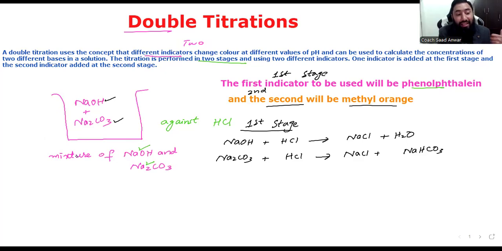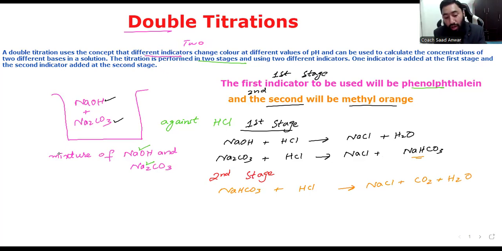Then we will move to the second stage, where the indicator is methyl orange. In the second stage, this sodium hydrogen carbonate will react with HCl and you will get NaCl plus carbon dioxide and water. So these are the two stages. Now at the bottom of this slide, I'm going to mention two important points. That is the crux of the calculation of double titration.